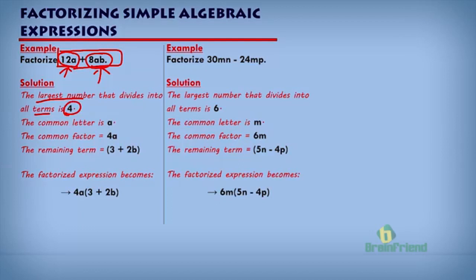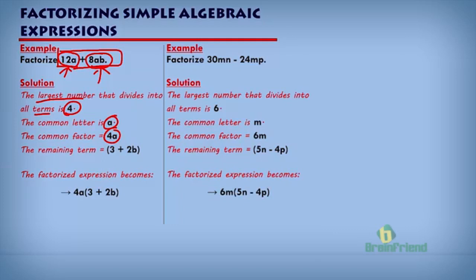Also, we have a common letter. So we look at both terms. We see that a is a common letter in each of the terms. So we have a also. The steps we listed previously say we multiply our largest number by the common letter. So we have 4a, and that is our common factor. 4a is the common factor in our expression.